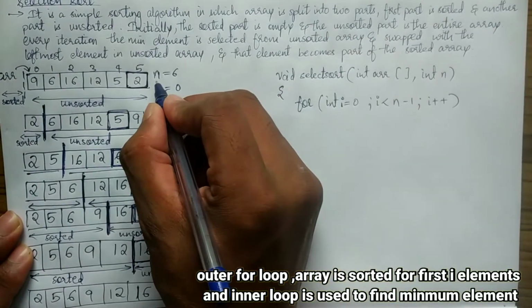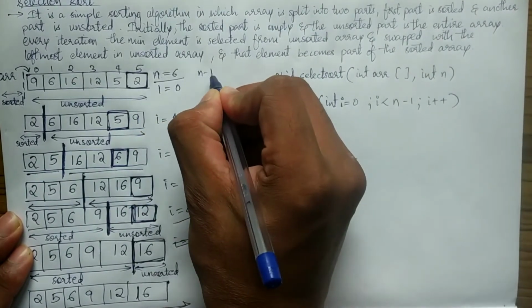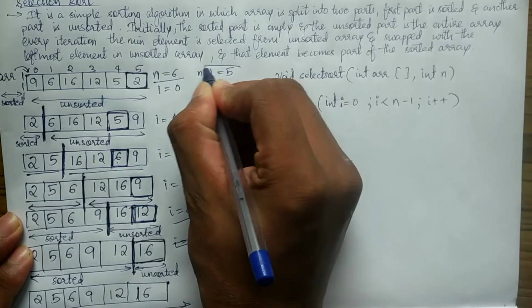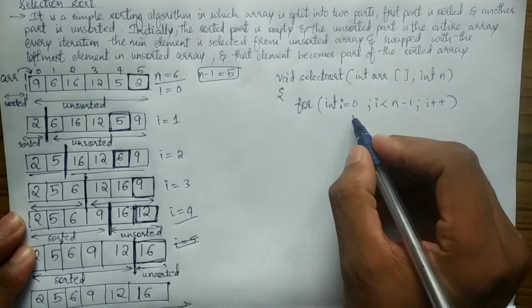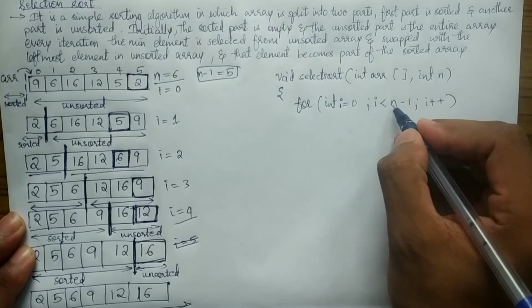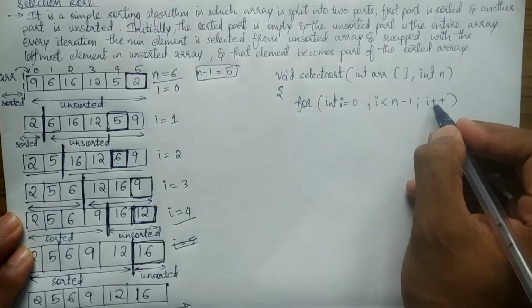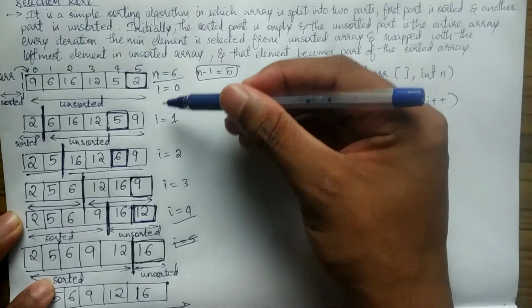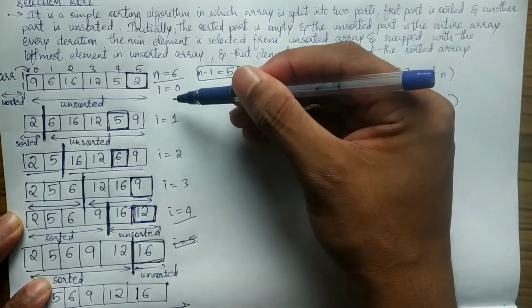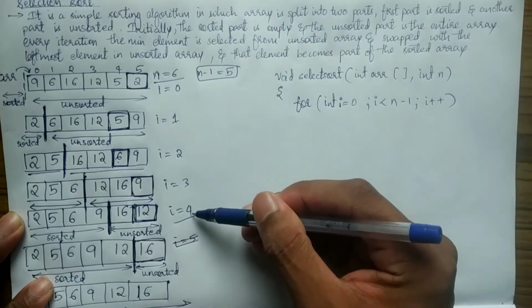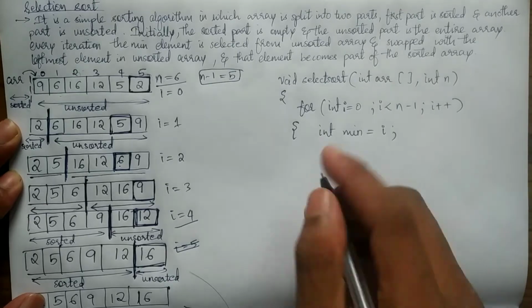So our n was 6 and n minus 1 is equal to 5. So the for loop starts from i equal to 0 and i smaller than 5, i plus plus. So our loop will iterate from i equal to 0 till i equal to 4. So how will we find the minimum element?